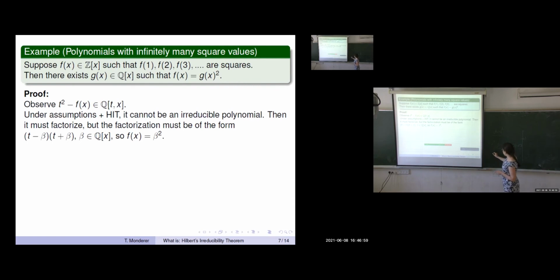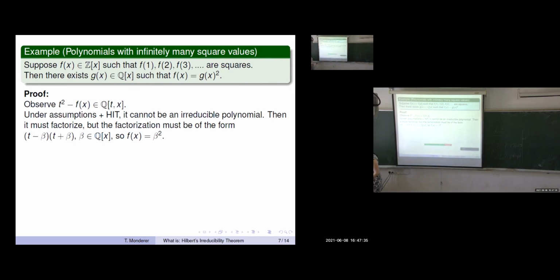But the initial polynomial is again something of the form t squared minus f of x. So f of x must be a square. We have to get a factorization of the form t minus some g of x times t plus some g of x. So this is a toy example that shows the power of Hilbert's Irreducibility Theorem, because apparently this is something which is hard to prove otherwise, but Hilbert gives it immediately.